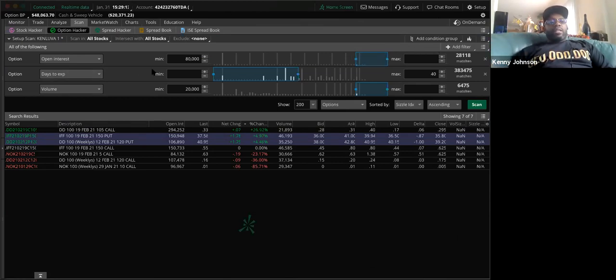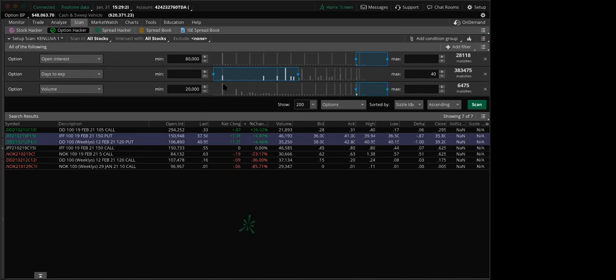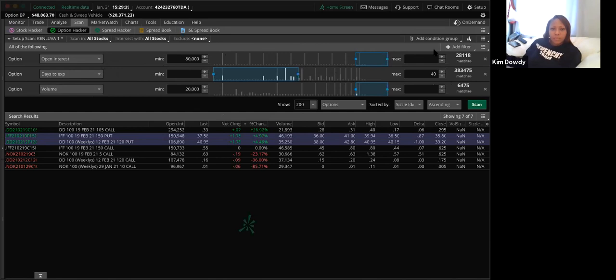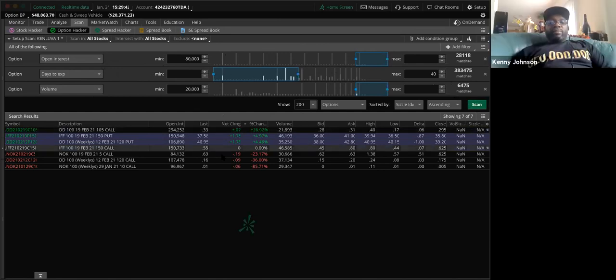So what I did was I scanned for options who had an open interest of a minimum of 80,000, right? This is at one time, 80,000 with a volume more than 20,000. And the days of expiration up to 40 days. So I was looking for something within 40 days that met those parameters. And then you come over here and you hit scan, and then boom, it'll scan the entire market and show you options that meet that criteria.